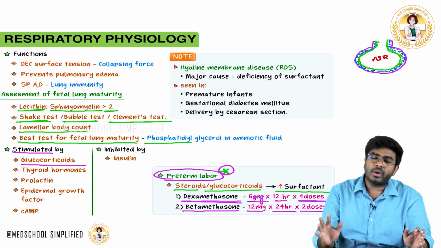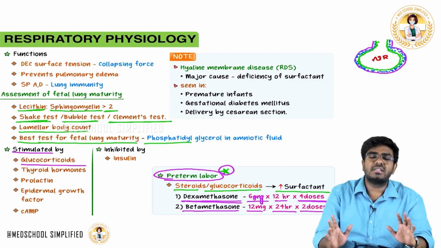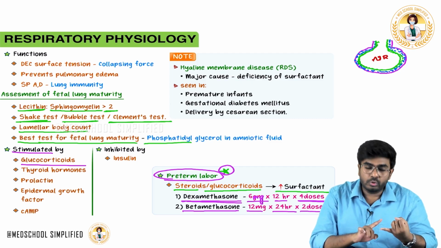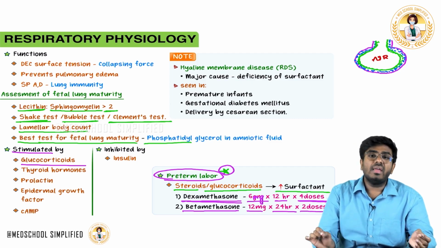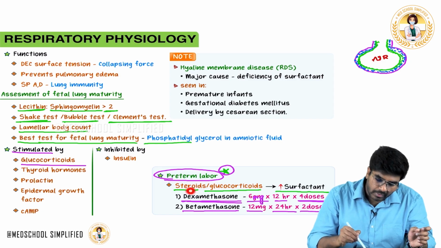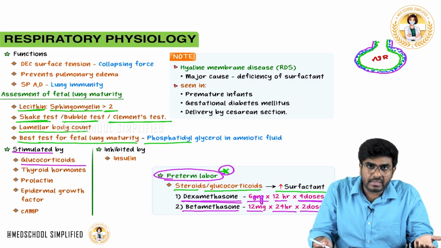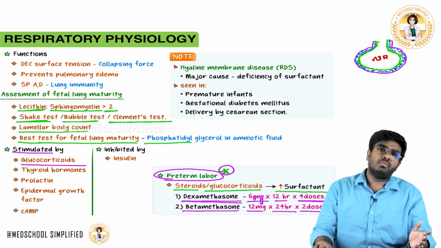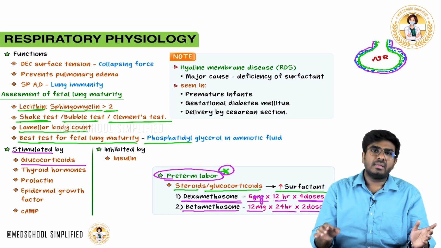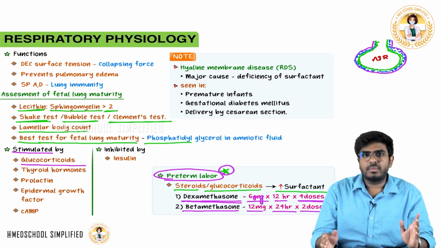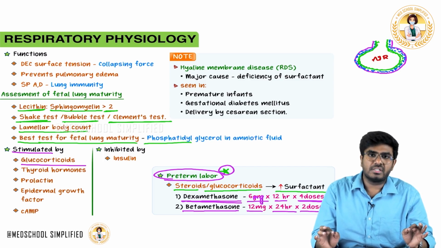So these are the important points which I want you to know. Two clinical integrations: one is hyaline membrane disease, its causes and where it is seen. And why in preterm labor do we choose to give steroids? To produce surfactant. Everywhere in the world betamethasone is used, but in India we use dexamethasone injections.